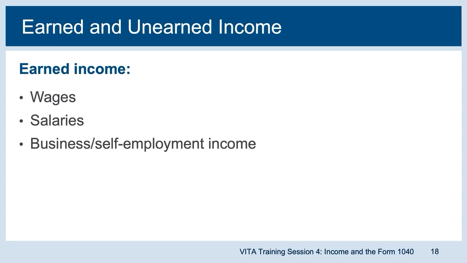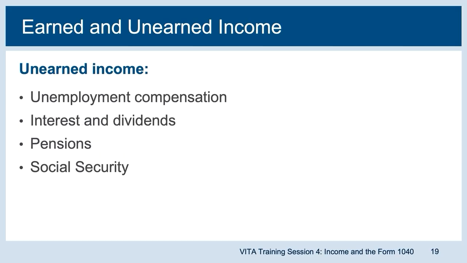Now let's look at the difference between earned and unearned income. Earned income is income received for work, such as wages, business income, and self-employment income. Unearned income is any income not earned from work, such as unemployment, interest and dividends, pensions, and Social Security benefits. This information is used when determining eligibility for credits such as the Federal Earned Income Tax Credit, also known as EITC.